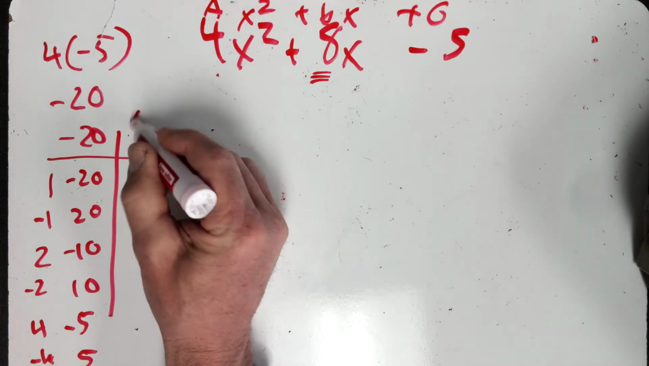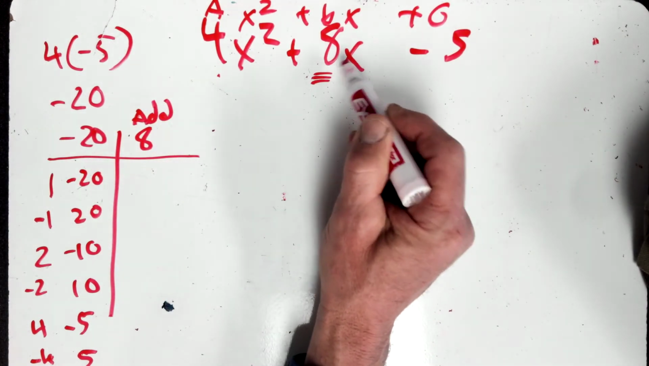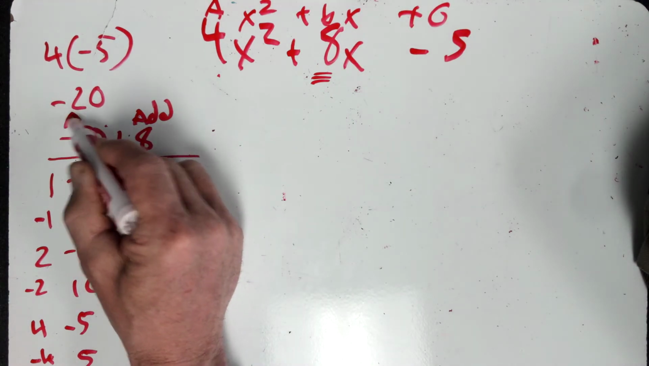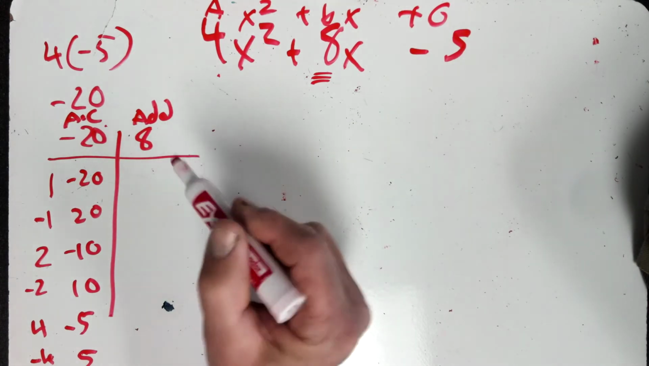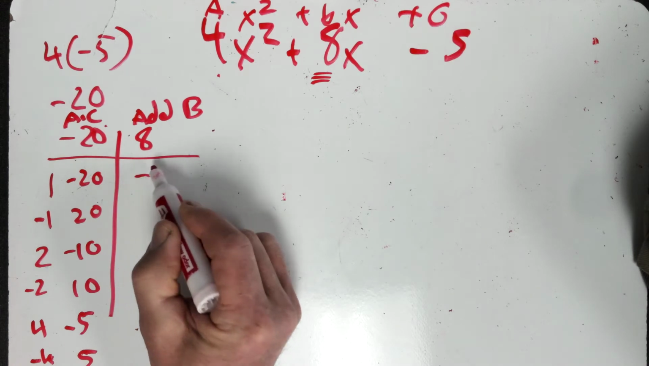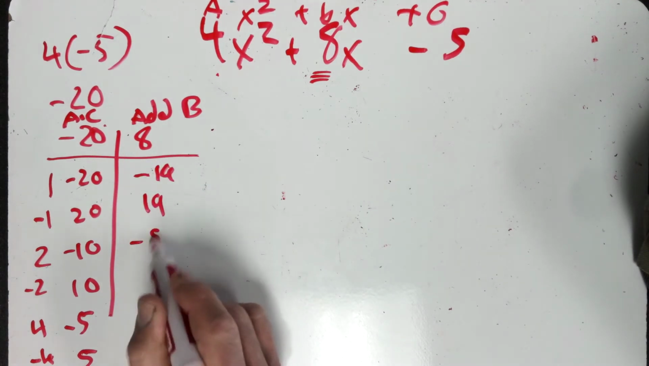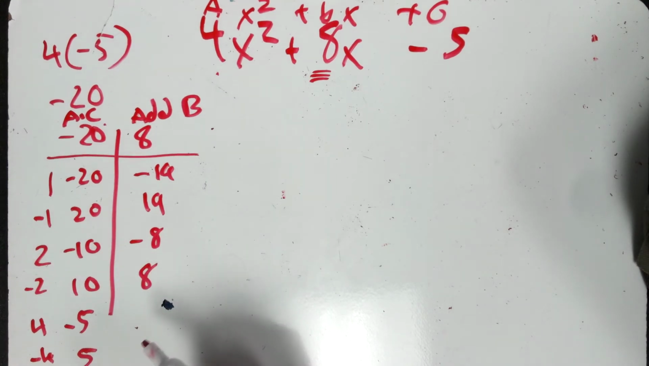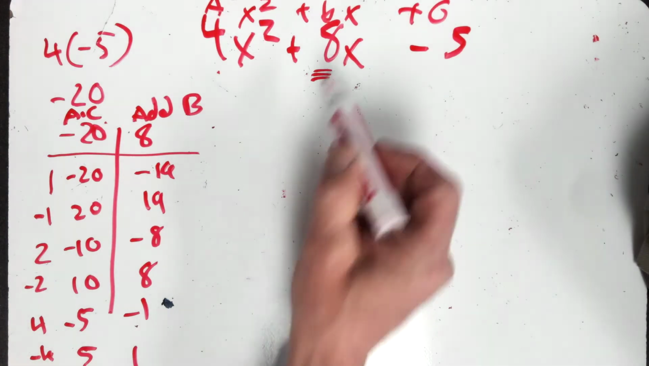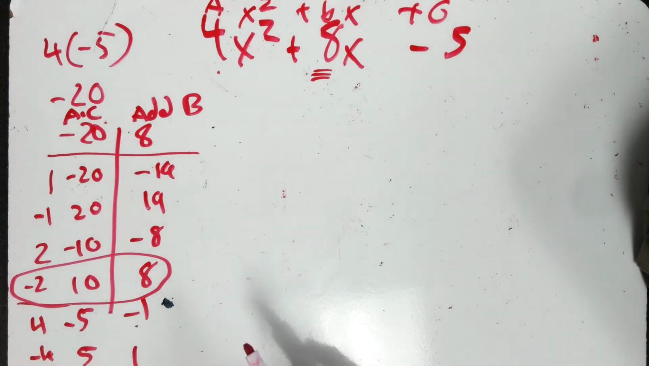Now this column is add. So remember that when we combine these, we always end up adding them to make this term. So I'm looking for factors of a times c that add to b. These 2 add to -19. These add to +19. This adds to -8. This adds to +8. This adds to -1, and this adds to +1. So we're trying to find one that adds to +8, and that is this pairing.